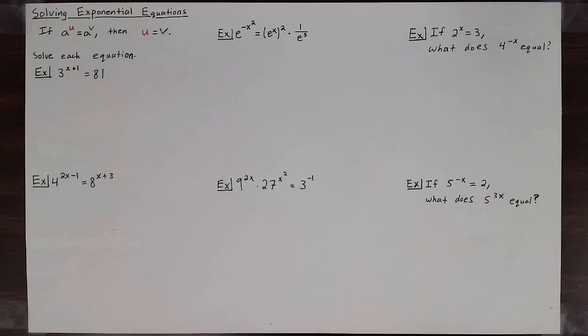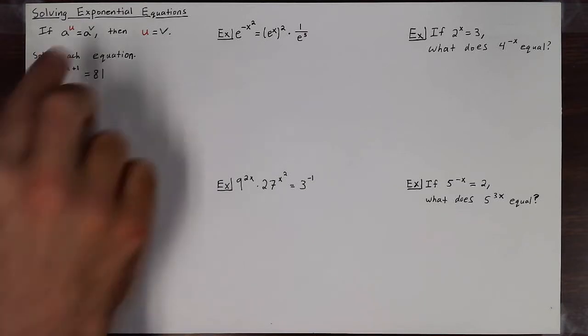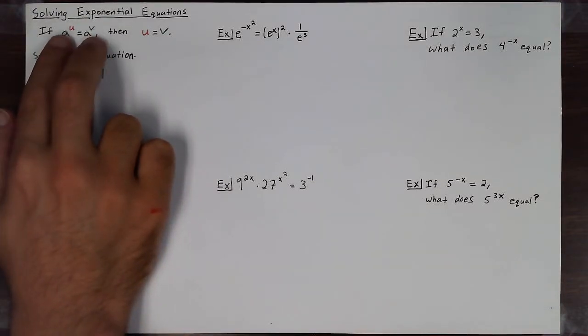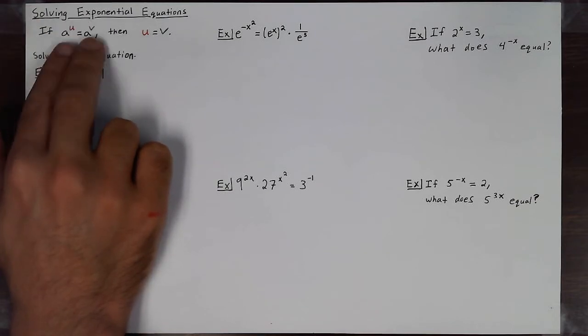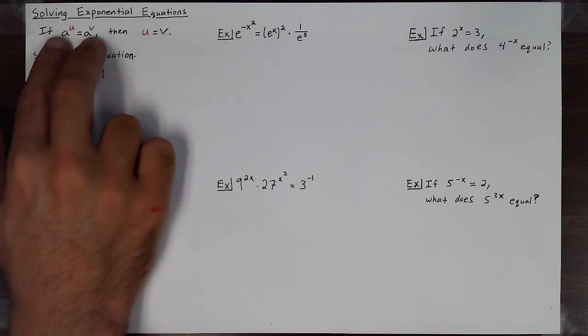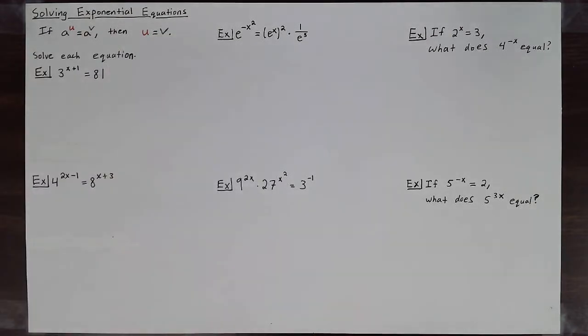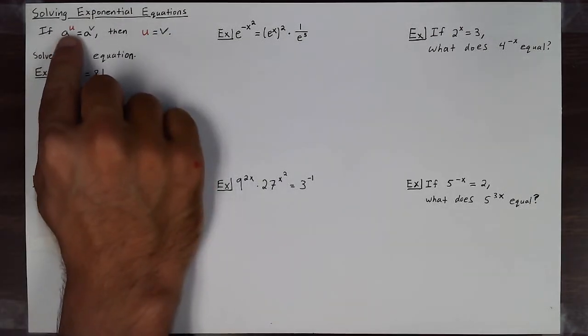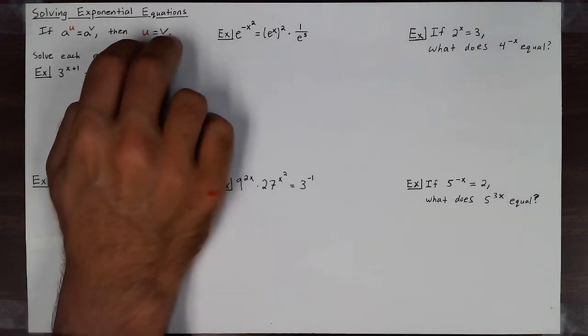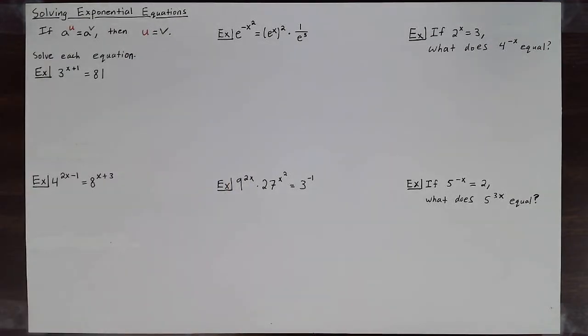In this video, we're going to learn how to solve exponential functions. Now, the key to solving exponential functions is to get an equation that has two exponential functions on it, each with a similar base on each side. Because if that's true, then the powers must be equal to each other in that instance. So if a to the u is equal to a to the v, then u and v must be the same number or expression.